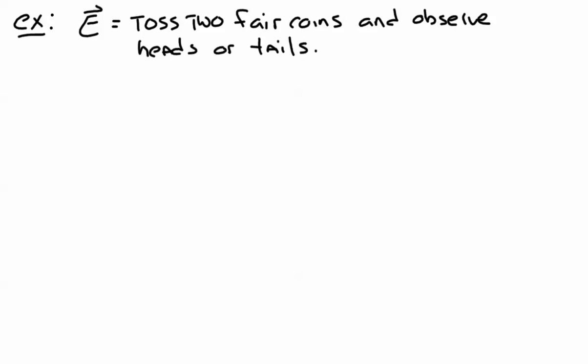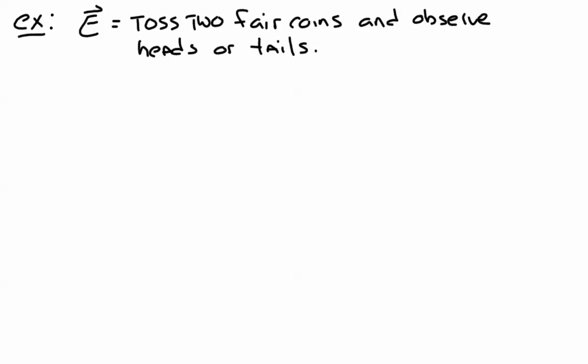All right, and by fair in this example, I mean that it's equally likely for my coin to show up heads or tails. Another thing, I'm tacitly assuming that the two coins in this experiment are somehow distinguishable from one another. One's a nickel and one's a dime, or one's green and one's blue, but somehow I'm able to distinguish between these two coins. All right, so we toss two fair coins and we observe heads and tails.